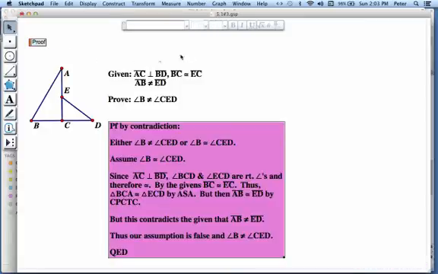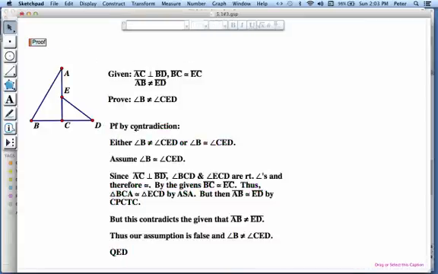Well, in the proof, I want you to title it Proof by Contradiction. Now we're going to lay out the possibilities. Either angle B is not congruent to angle CED, which is what they want us to prove, or angle B is congruent to CED. Since this is a proof by contradiction, we're going to assume the opposite of what they want us to prove. And so we're going to assume that the two angles are congruent, and we're going to use that in our proof.